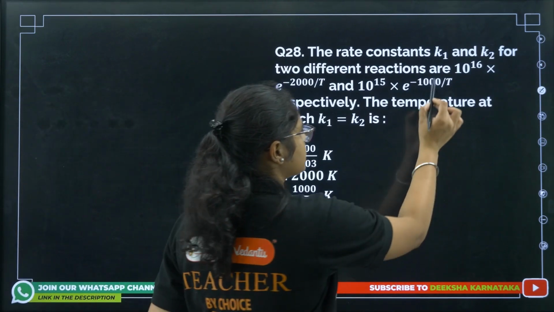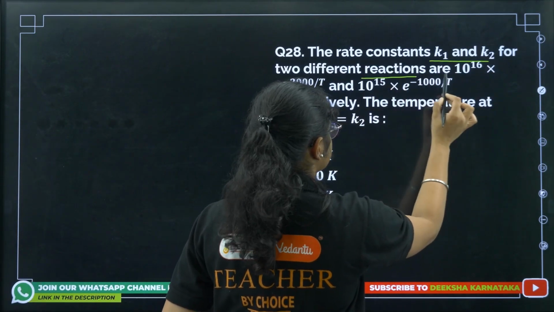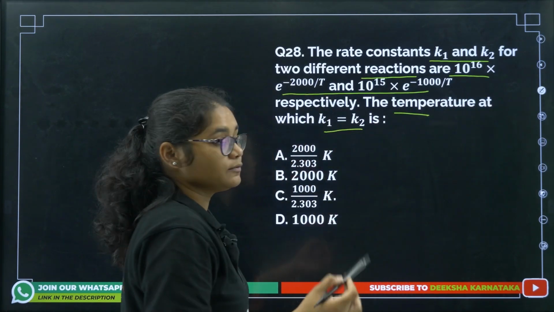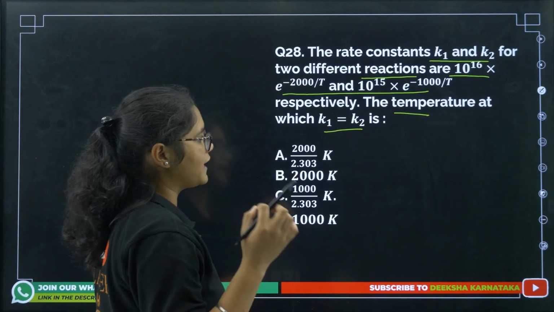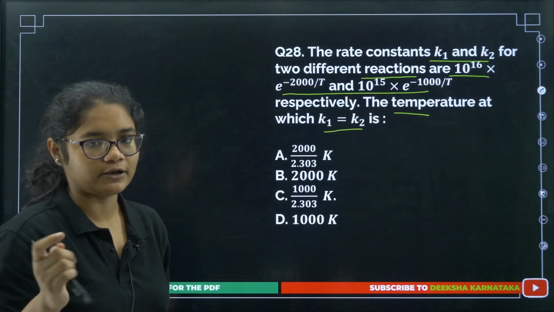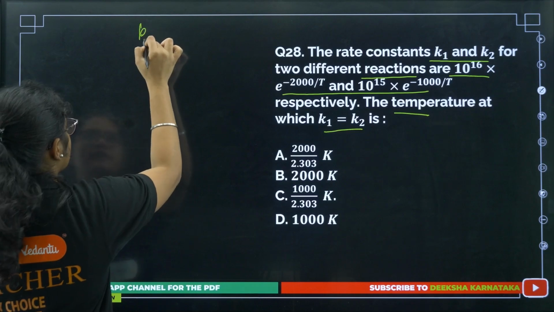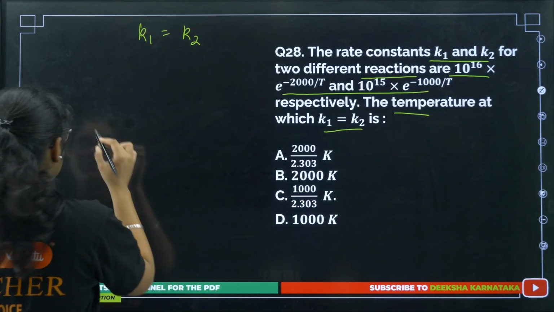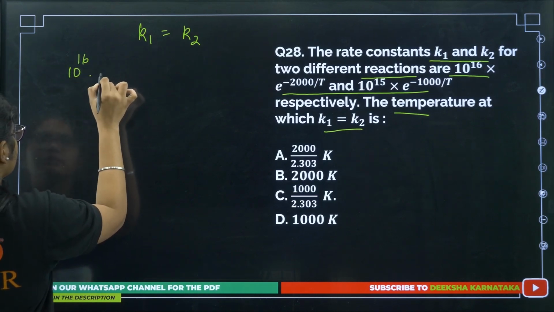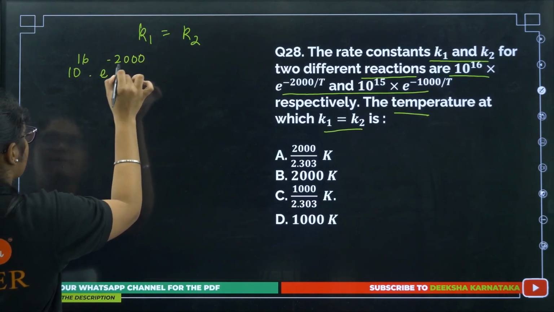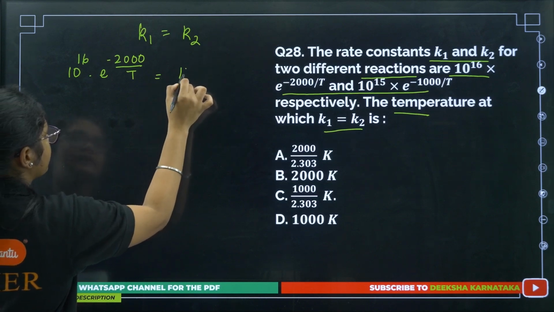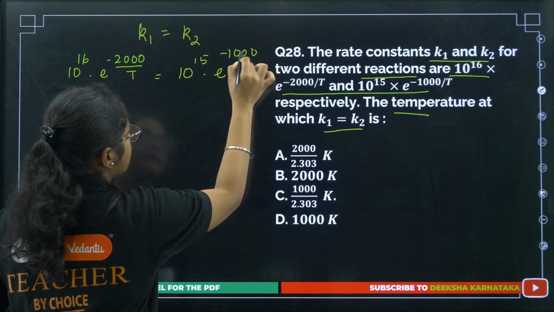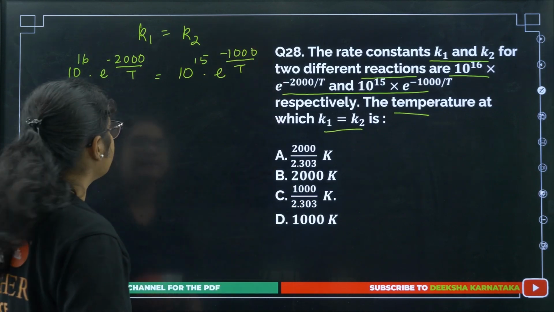Next, the rate constants K1 and K2 for two different reactions are given respectively. We need to find the particular temperature at which K1 and K2 are equal. So I will first write K1 is equal to K2. Now what is the value of K1? 10 to the power of 16 into e to the power of minus 2000 by T. And here I will get 10 to the power of 15 into e to the power of minus 1000 by T.